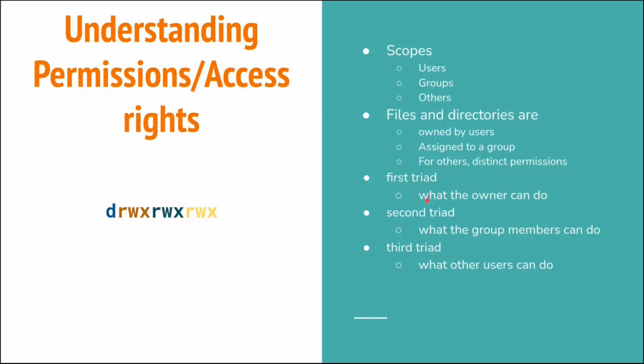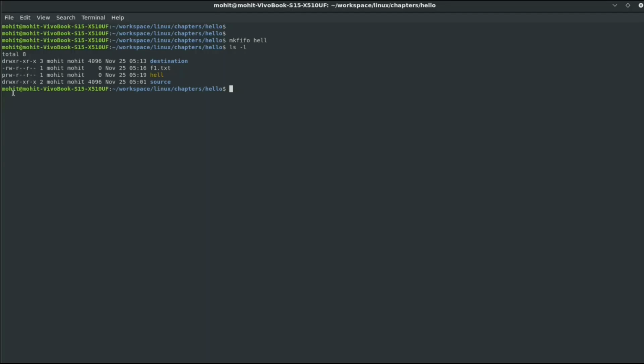The first triad is for what the owners can do, the second triad is what the group members can do, and the third triad is what other users can do. So let's check this example here. Here we have the following types of files and directories. We have a FIFO file, which is specified by p. We have a directory, which is specified by d, and we have a regular file, which is specified by a hyphen.